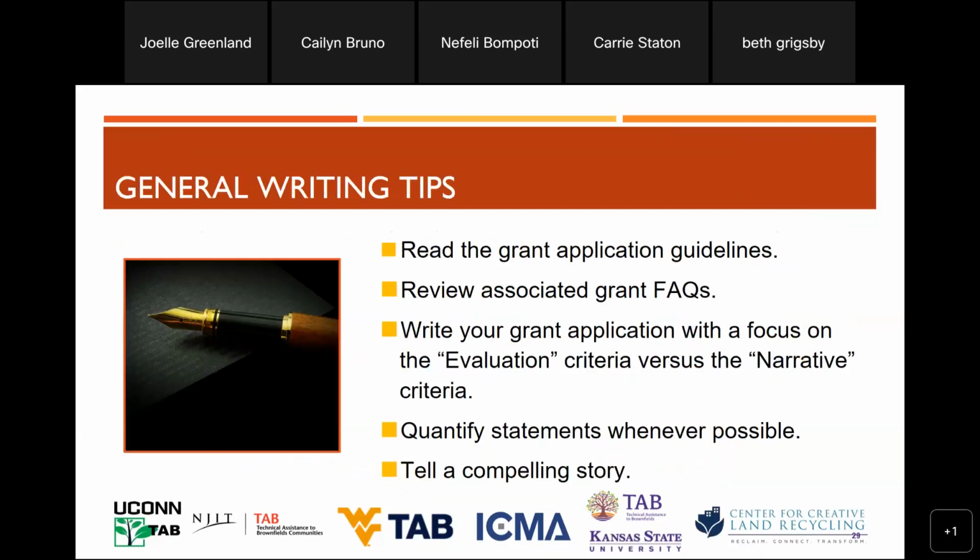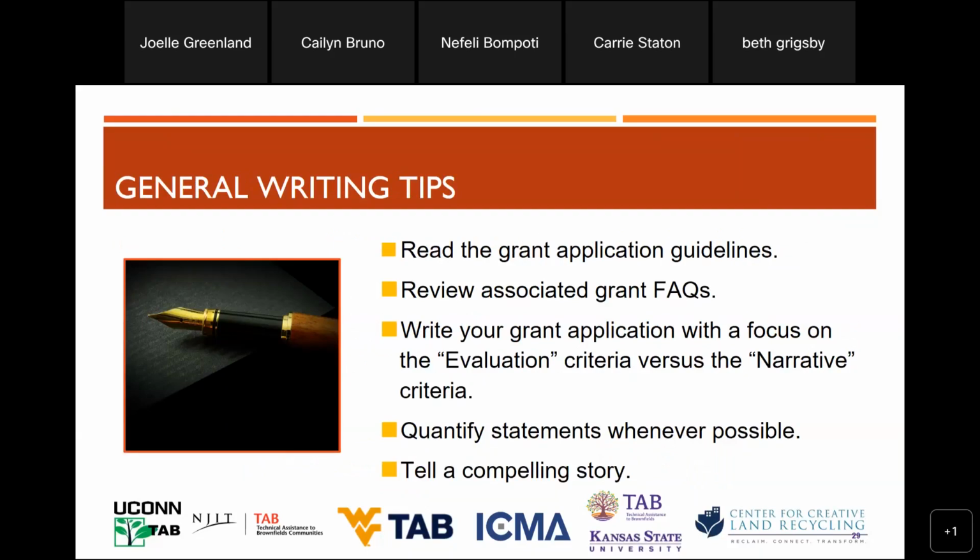So some general writing tips. You want to take the time to read the guidelines and FAQs. The EPA does go to great lengths to help any applicants by putting together these documents. But once the guidelines come out, the EPA can't answer your questions. So if you need help, reach out to your TAB provider.